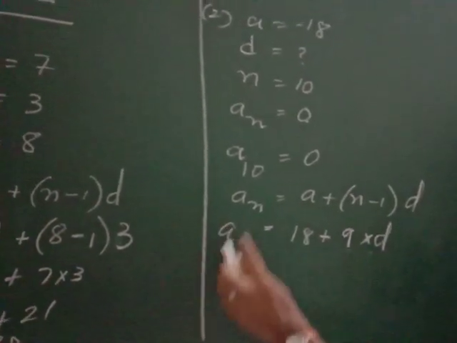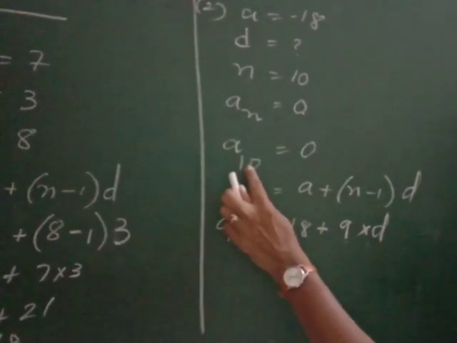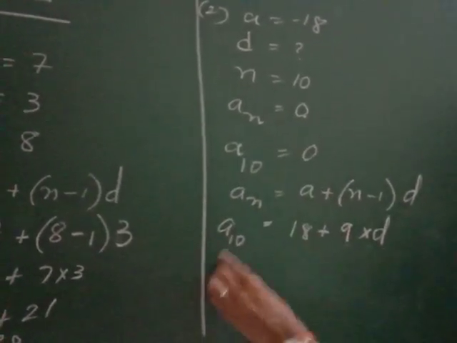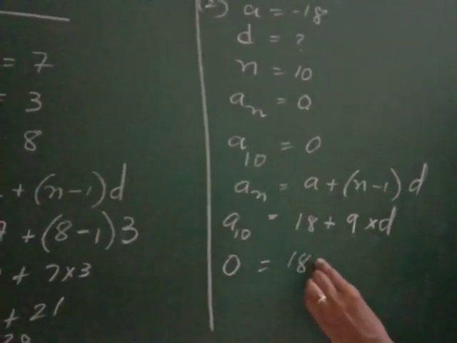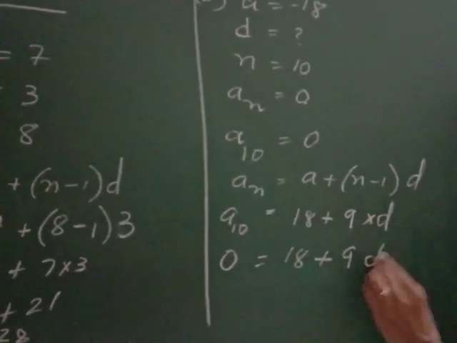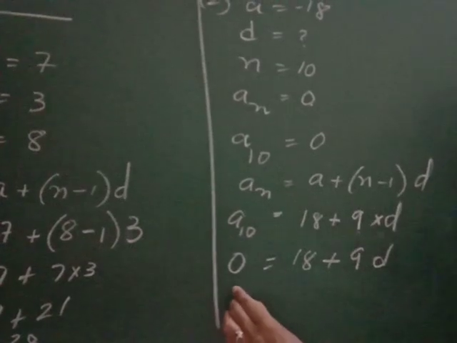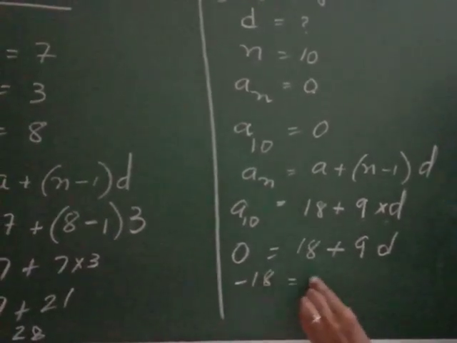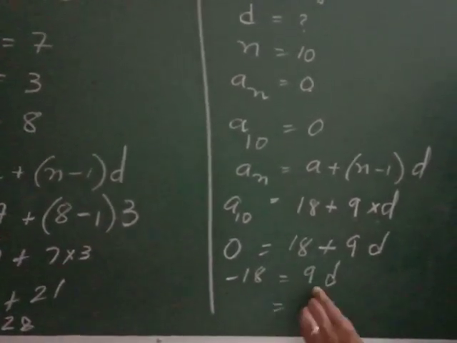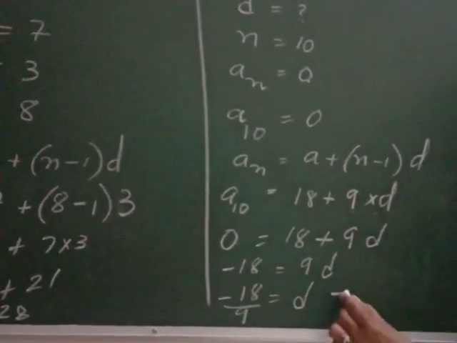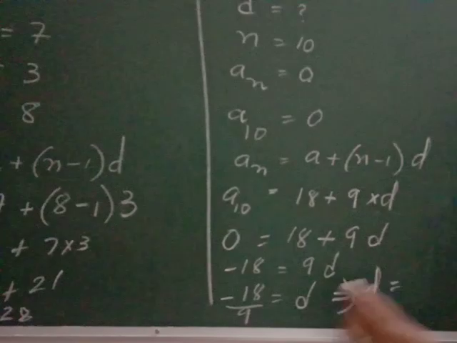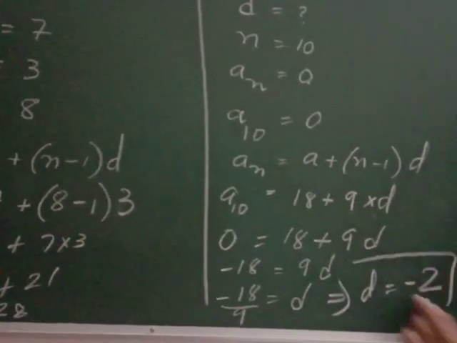Now the value of A10 is already given. The 10th term is 0. So in place of the 10th term A10 I will write 0 is equal to minus 18 plus 9D. This minus 18 is taken to this side. So 18 is equal to 9D. So D is equal to 18 by 9. This implies D is equal to 2.